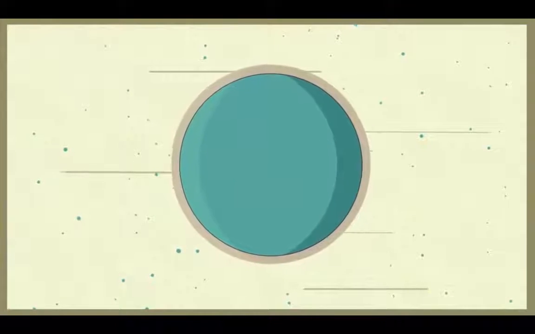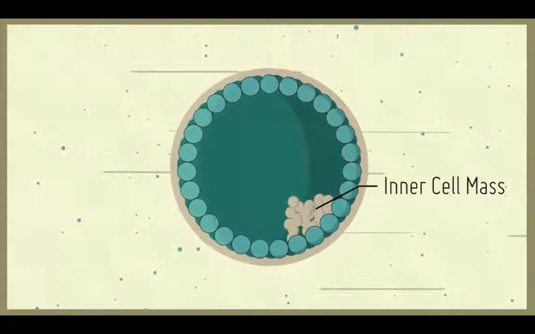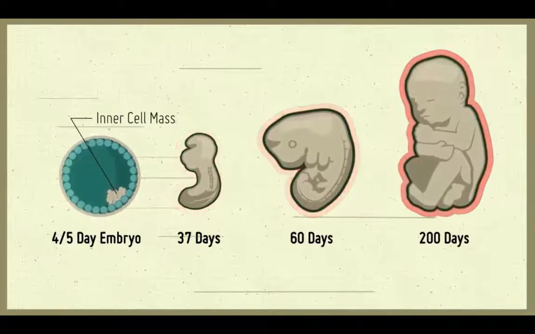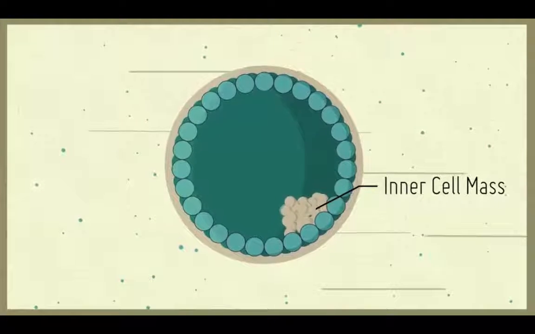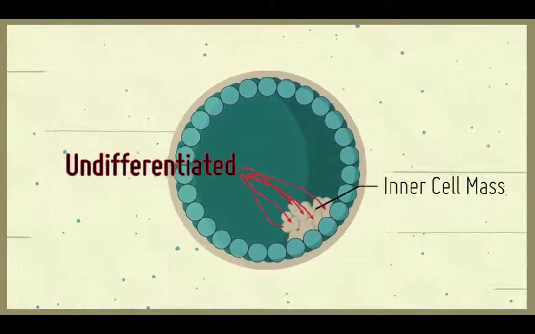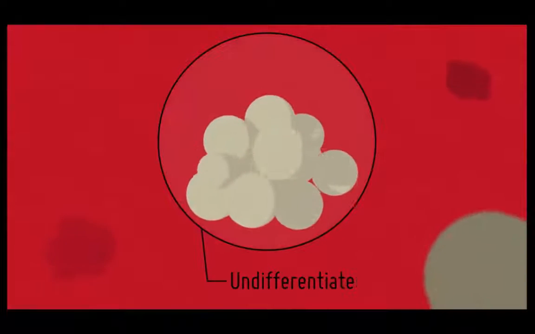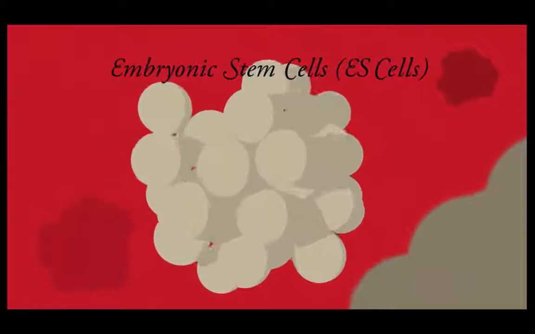Following fertilization, the developing embryo contains a group of cells known as the inner cell mass that will eventually go on to form all tissues of the body. However, at this early stage of development, these cells have not yet committed to become a specific type of cell and are said to be in an undifferentiated state. If the cells of the inner cell mass are isolated, they can grow indefinitely in a plastic dish and maintain this undifferentiated state. These cells are known as embryonic stem cells, or ES cells.